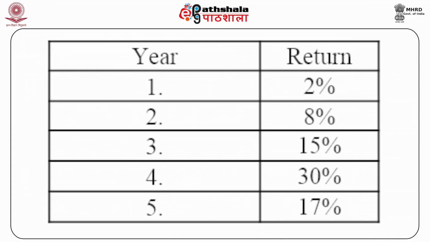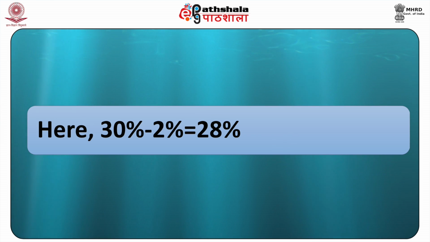Then there is another example. Suppose Mr. X goes to another portfolio manager and he gives the following variability of returns. Range will be the difference between the smallest and the largest item. Here, 30% minus 2% is equal to 28%. Since the range given by the second portfolio manager is more than the range given by the first portfolio manager, there is more risk in investing with portfolio manager 2 if range as a measure of risk is considered.